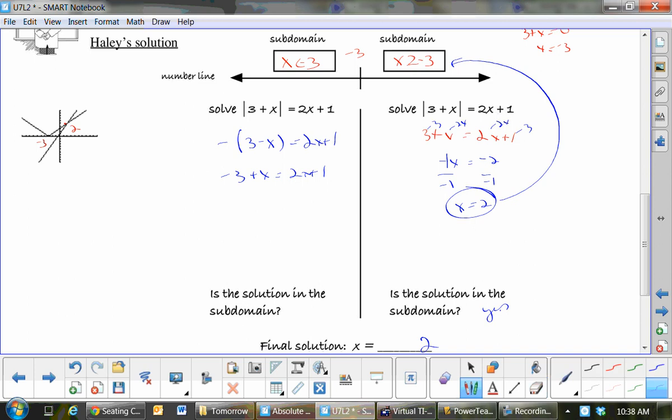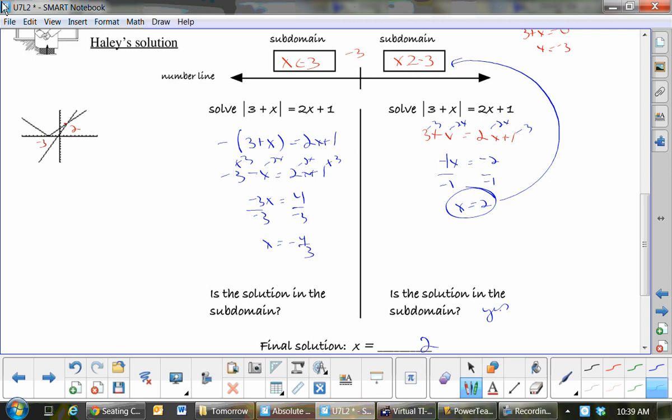Oops. Okay, so it was supposed to be 3 plus x. So it's negative 3 minus x equals 2x plus 1. Now I'm going to minus 2x. That gives me negative 3x. I'm going to add 3. That equals 4. Divide by negative 3. X equals negative 4/3.